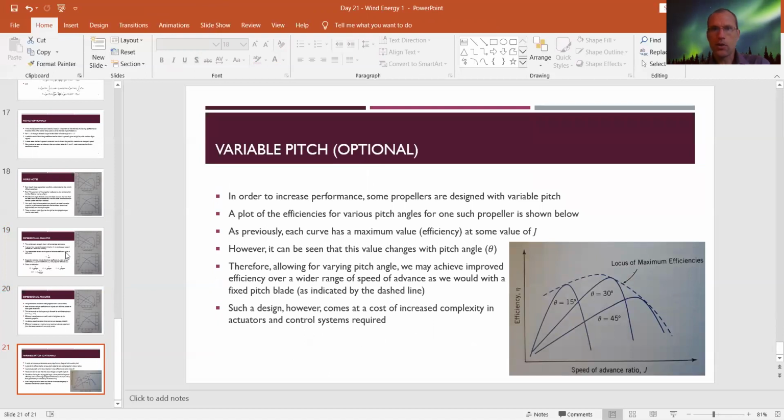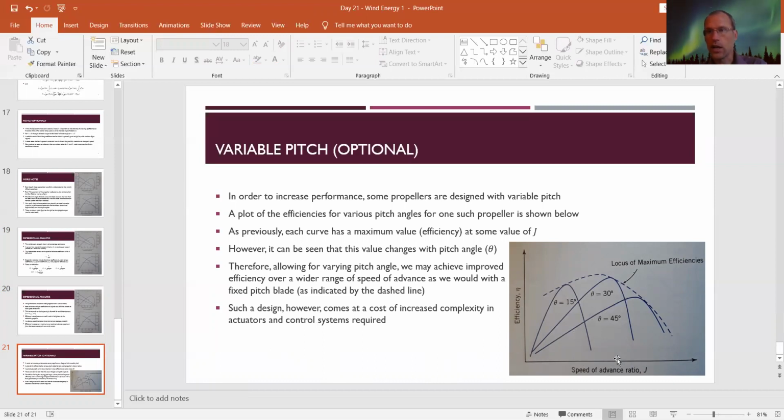Another thing that's done a lot is something called variable pitch. So you can actually twist, you have actuators or something at the hub of the propeller blade, and they can rotate the propeller blade around and give you variable pitch. And that's going to increase performance. As you can see, we have certain efficiency curves for different values of theta. And you see as theta changes, I get different efficiencies. And so if I want to have something that speeds up, or something that can handle different speeds of advance.